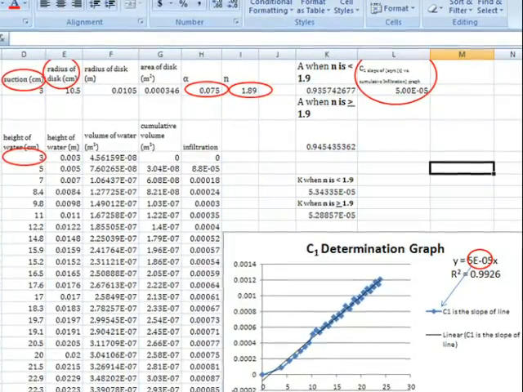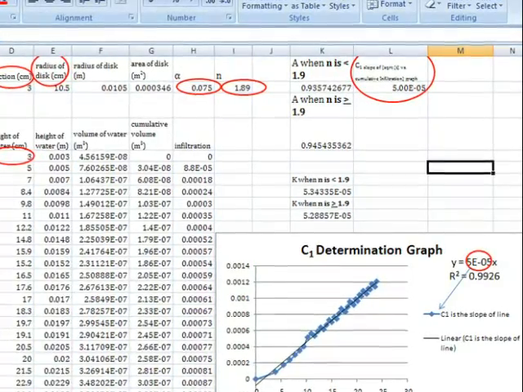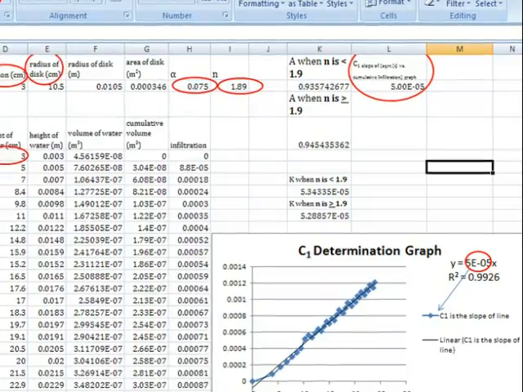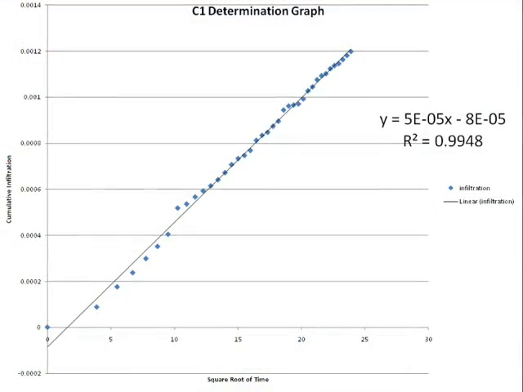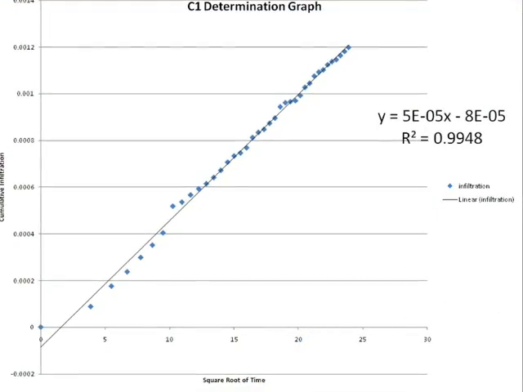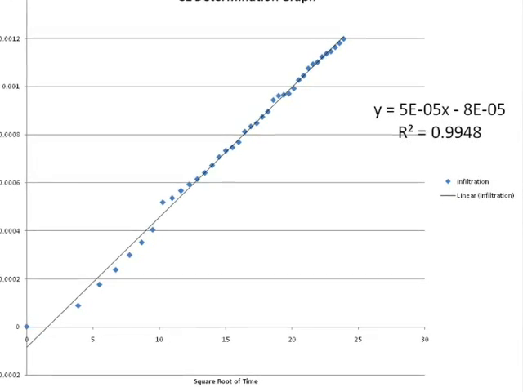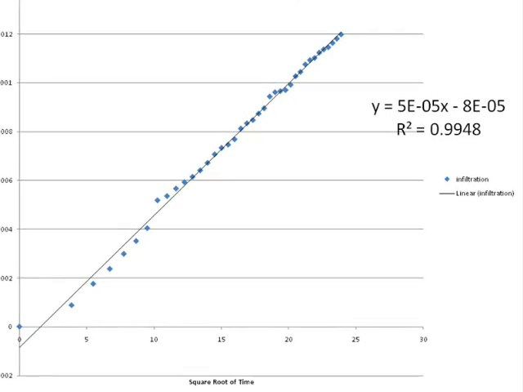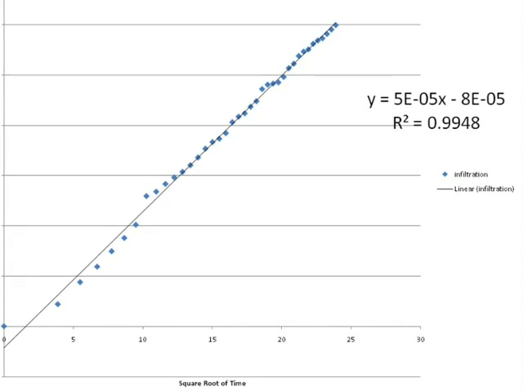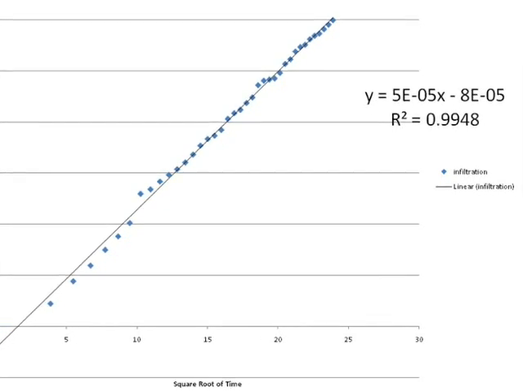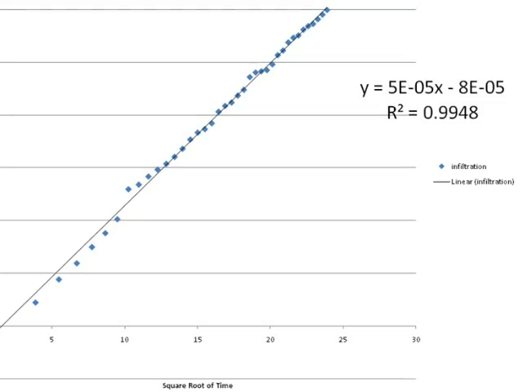While A is found from the previously seen equation, C1 is garnered through finding the slope of a graph of the square root of time plotted against infiltration. This is a graph plotting the square root of time against infiltration. Infiltration is found by first arriving at cumulative volume and dividing this by the area of the disk. Cumulative volume is the total volume of water which has entered the soil column. The square root of time is simply the square root of the cumulative time steps.